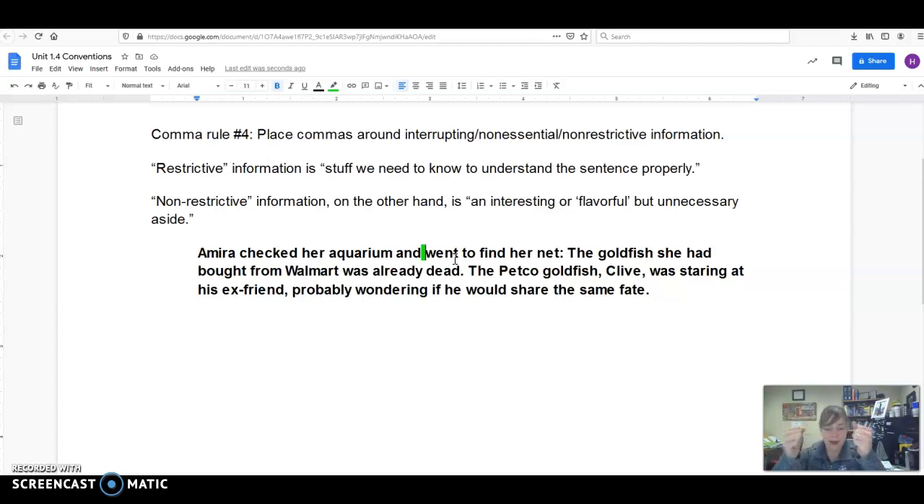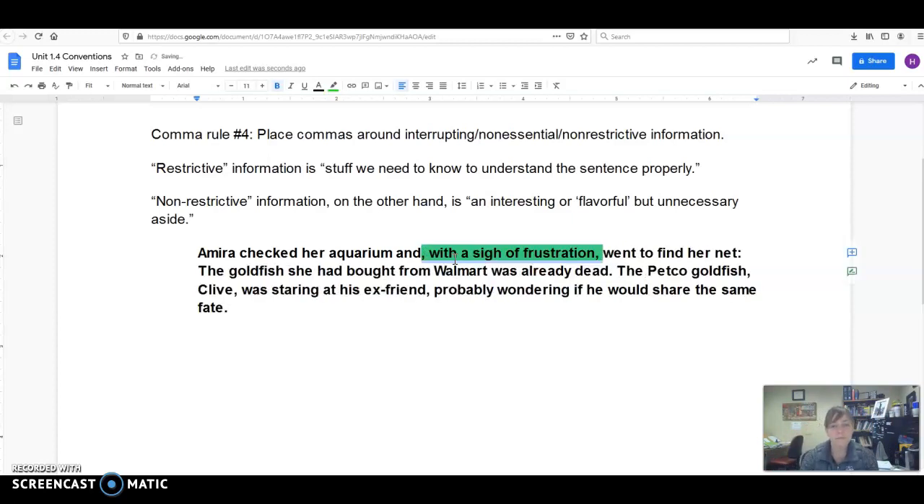Okay, so we stick it back in there because the reader wants to know, or it's helpful for the reader to know or to understand how Amira feels about this, right? It gives us a little bit more insight into her character or how she feels, even if it's not required for the function of the sentence, okay? So then here, she had bought from Walmart, okay?